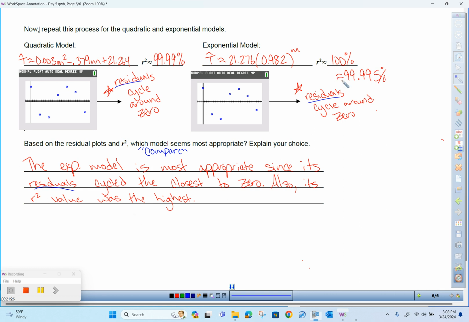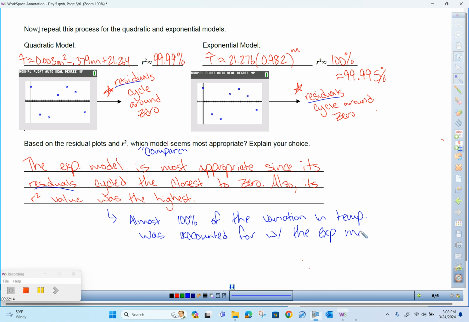Okay, when I say its r squared value was the highest, what I'm saying is the coefficient of determination said that almost 100% of the variation in temperature was accounted for with the exponential model. Okay, the linear model was really, really good, but this one was best.